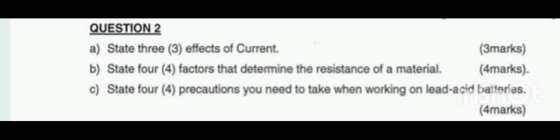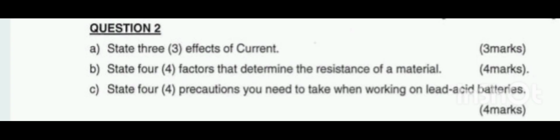Part A is saying state 3 effects of current. Okay, so 3 effects of current. Number 1 can say current has a magnetic effect, current has a chemical effect, current also has a heat effect. So they are asking us to just mention or state 3. So 1, magnetic effect; 2, chemical effect; and 3, heat effect.